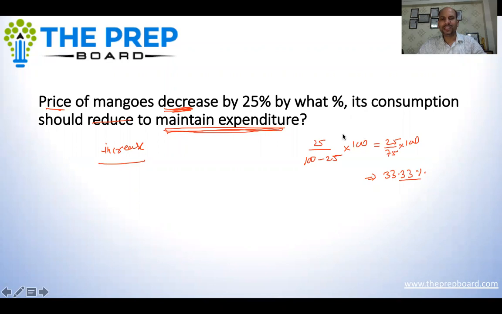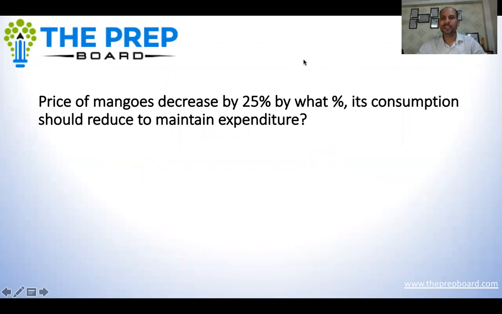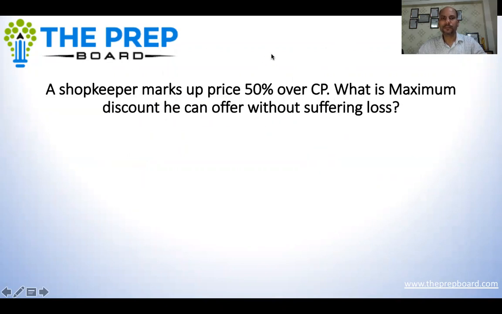This is something we can do orally as well. Once you have practiced enough, these kinds of questions are almost oral, because 25 over 75 is one third, and 1 by 3 is 33.33%. For this, you should learn reciprocals. If you don't know, I'll put a video on how to learn reciprocals and the important reciprocals, which are used very frequently.